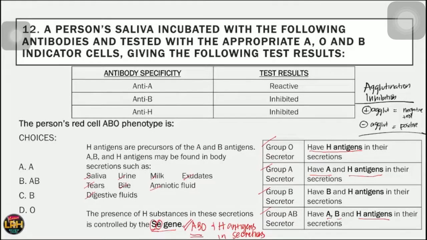So in this panel of results, anti-A, reactive, this shows a negative result. Anti-B and anti-H, which are inhibited, this shows a positive reaction. So meaning to say, in the person's saliva or secretions, we can observe the presence of B and H antigens. So therefore, the patient is group B secretor. So for this question, number 12, it is letter B.